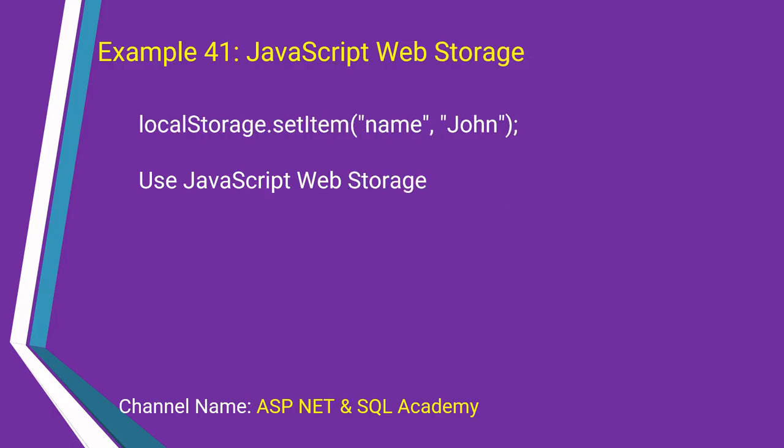Example 41. JavaScript web storage. Web storage allows us to store data locally on the client side. We can use the localStorage object to store and retrieve data. For example, let us store a user's name in local storage.